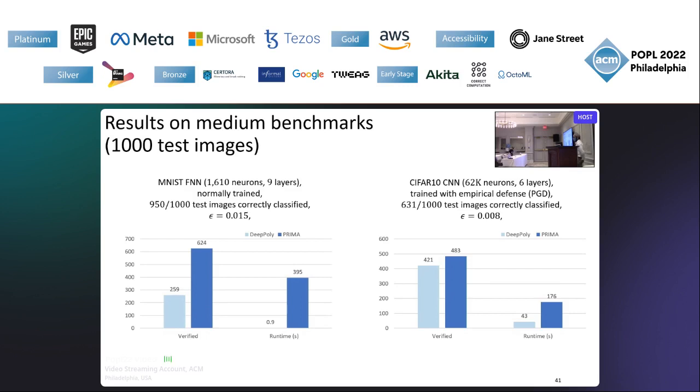So I will show you cases where a very large network, which you would expect to be very hard to handle, can actually be verified very fast. So here, let's look at a simpler case, medium benchmarks.